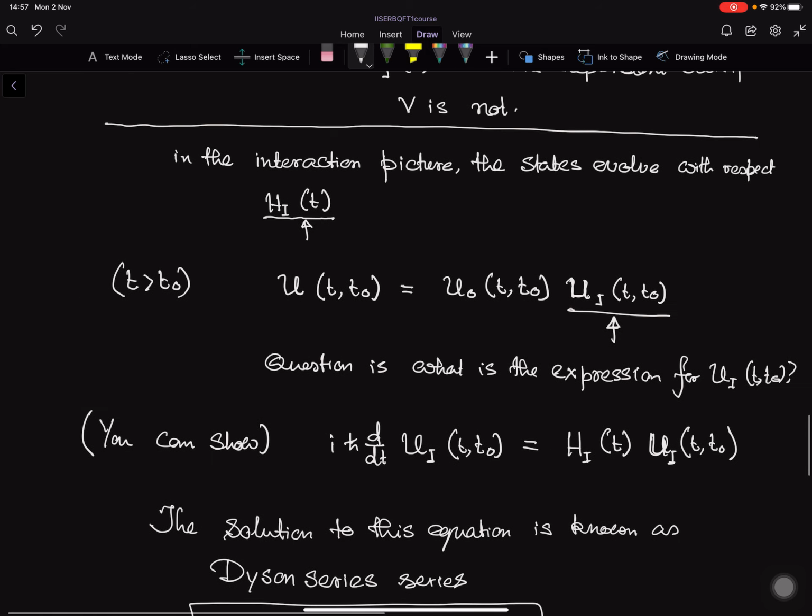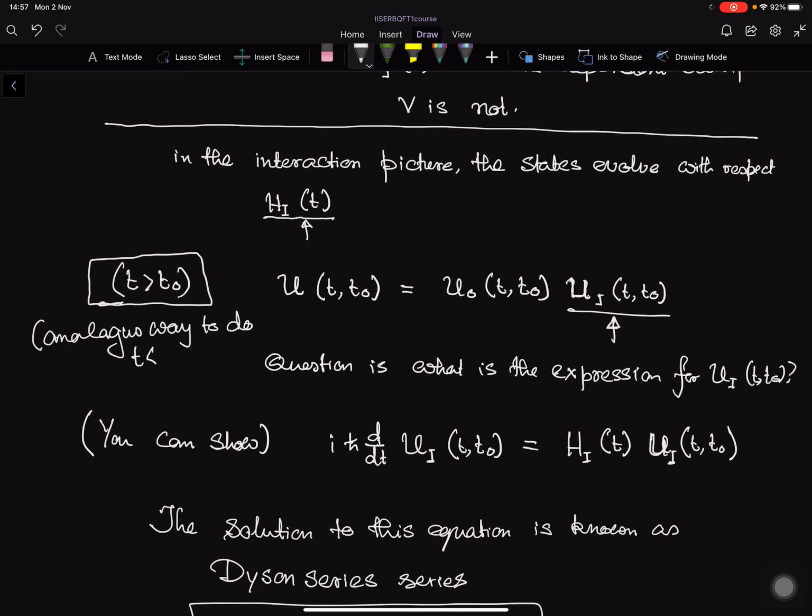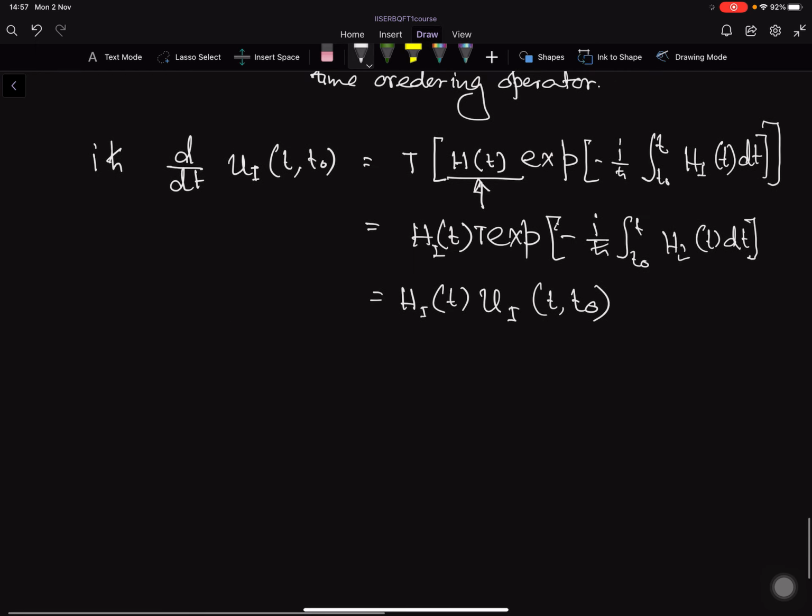But note that we have done this only for t greater than t0. Please see the notes. There is an analogous way to do t less than t0. I am not discussing it here because it's very similar. It's not the same, it's very similar. And I have given the details in the notes.